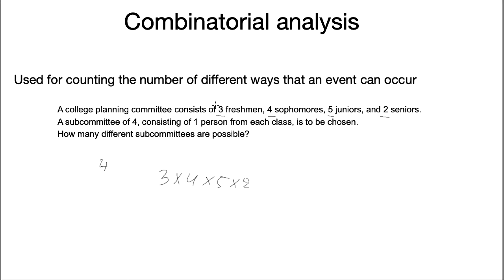So we can choose 1 from 3 freshmen, and 1 from 4 sophomores, and 1 from 5 juniors, and 1 from these 2 seniors. So we will have 120 possible subcommittees.